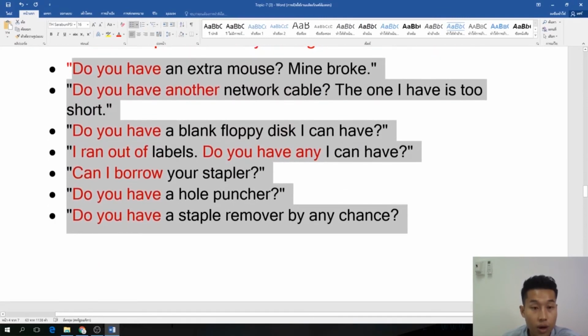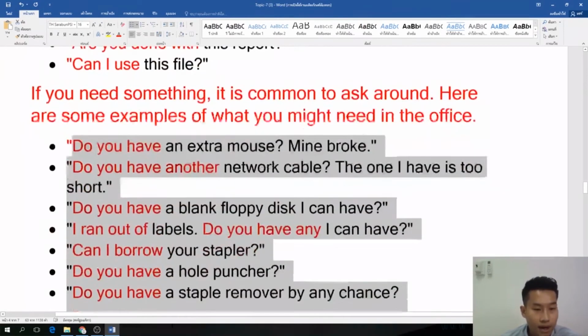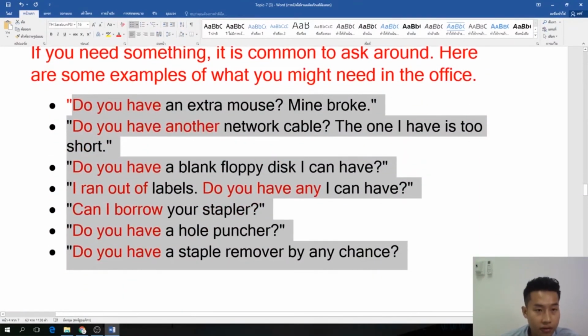Okay, this is all I have to say for this one. So right now I'm going to explain the meaning. Number one, do you have an extra mouse? Extra mouse means do you have another mouse? Do you have another network cable? Do you have an extra network cable? The one I have is too short, meaning very short.